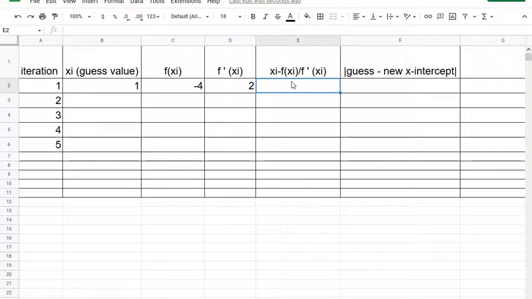And then right here, we will do x sub i minus f of x sub i divided by the derivative of x sub i. So equal, x sub i is in cell B2, so click on it, and then minus, and f of x sub i is in cell C2, so click on it, and then divide. F prime of x sub i is in cell D2, so click on it, and then enter. And so we get 3.